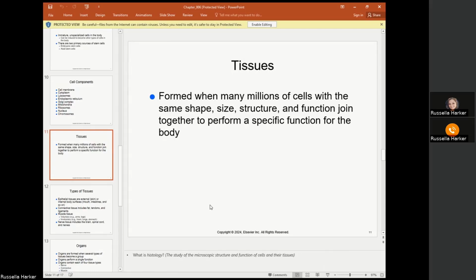So we have many different types of tissues in our body. We have epithelial tissues, muscle, nerve, and connective tissue. So each type of tissue is different. And when you look at the tissue, the shape, size, structure, and function will all be different depending on the type of tissue that it is.